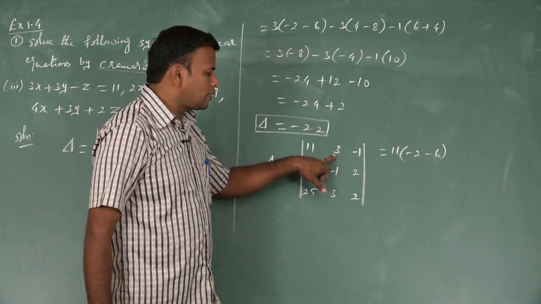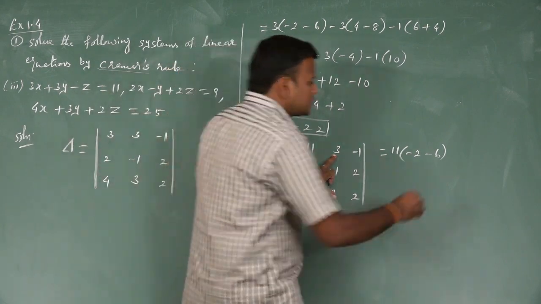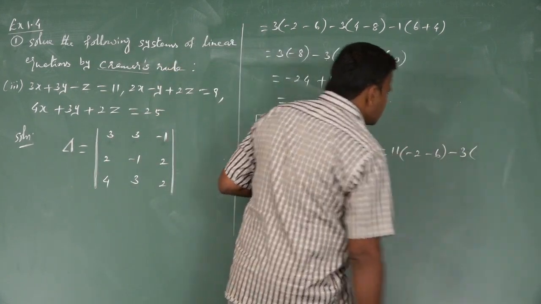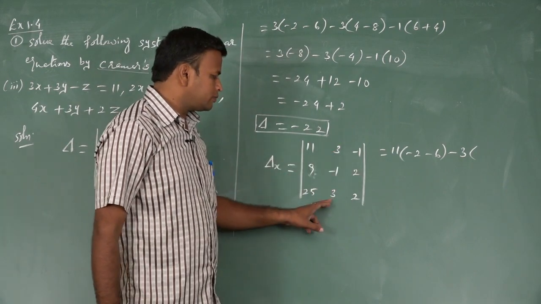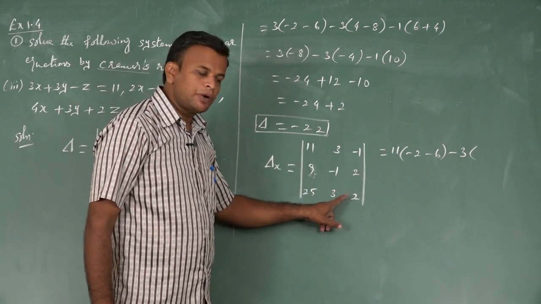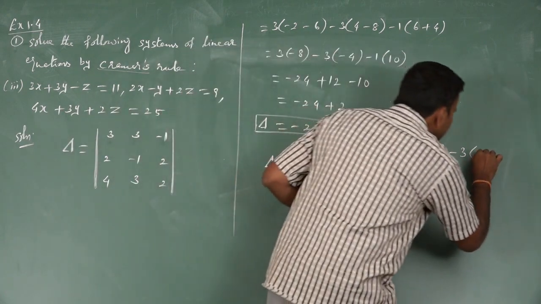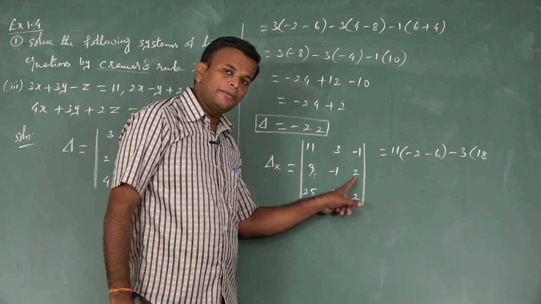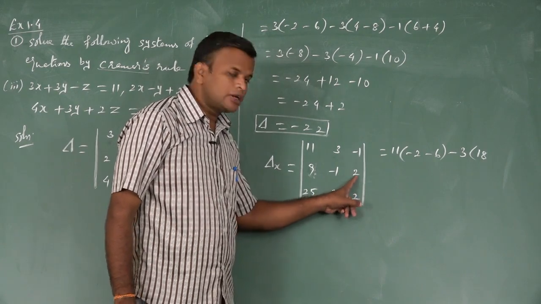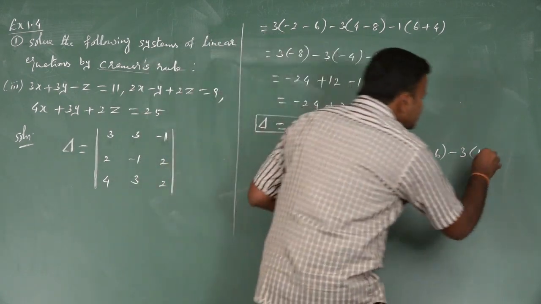Moving on, the sign of the number 3 is minus, so minus 3 of. We leave this row and that column. We multiply these two elements first of all. 9 2s are 18. Next, we multiply these two elements with a minus sign. 25 2s are 50. We put minus, so minus 50.